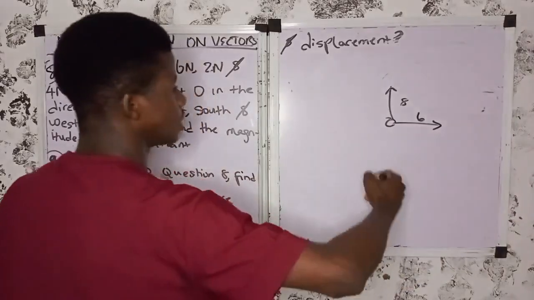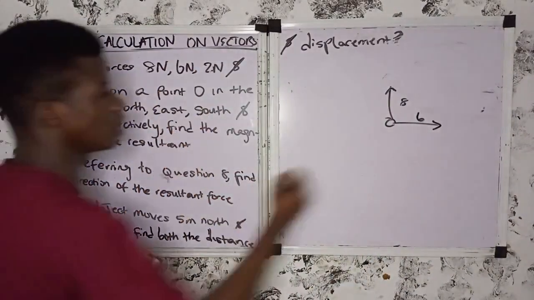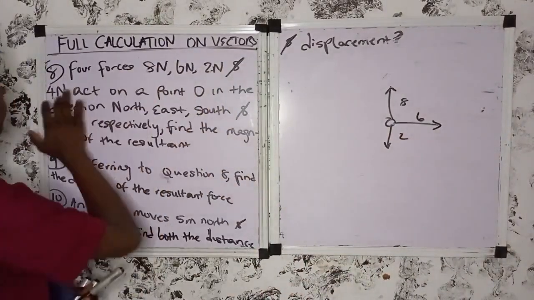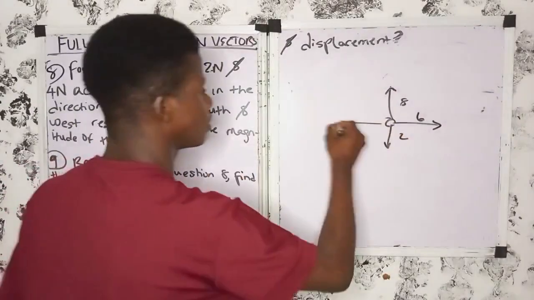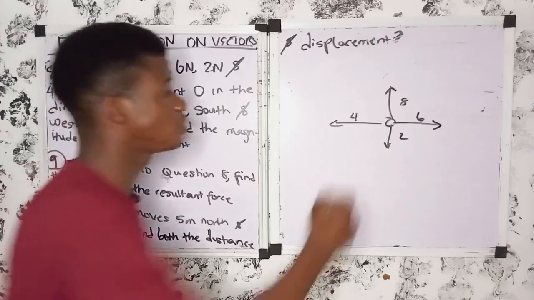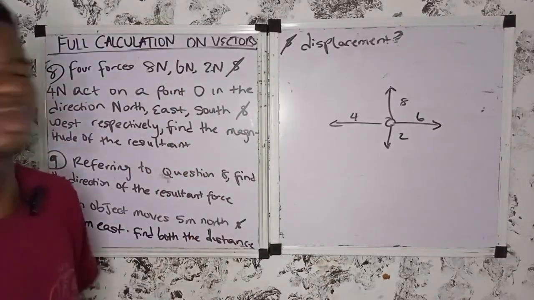So 6 out on east direction. Then 2 out on what? South. So 2 out on south direction. Then 4 out on what? West. Okay, 4 out on west. They say you should look for what? So you should look for the magnitude of the resultant, which is very easy.